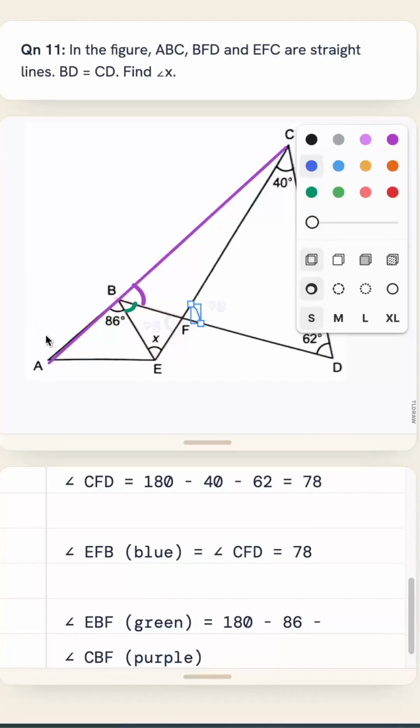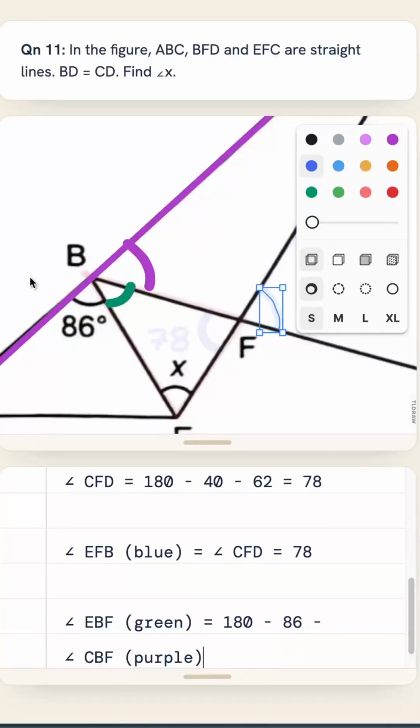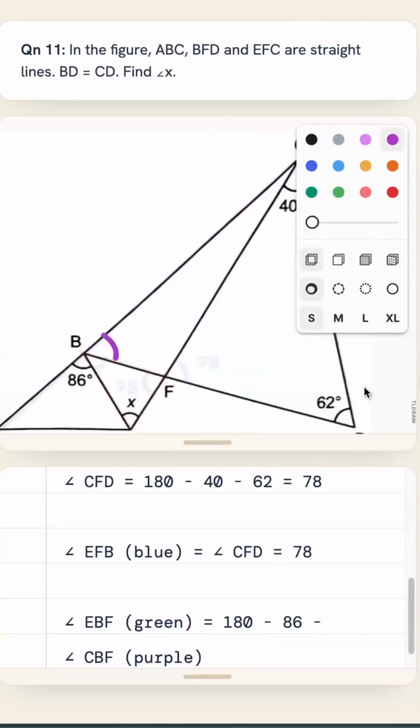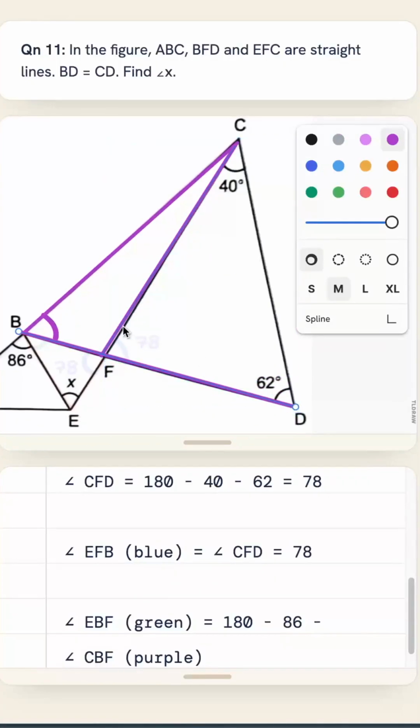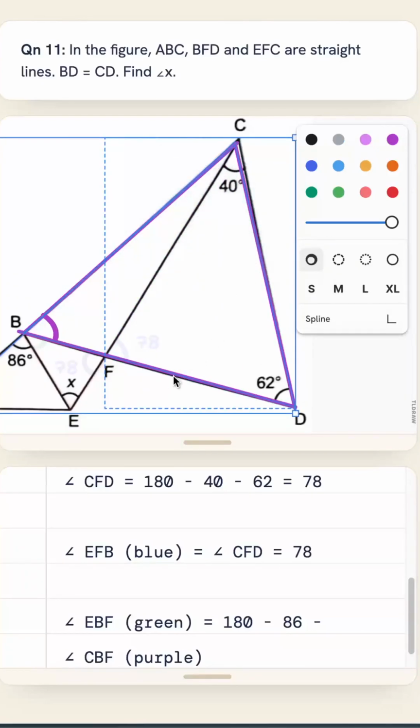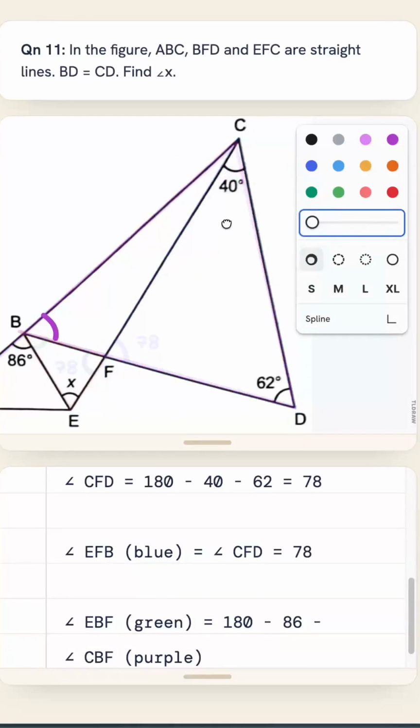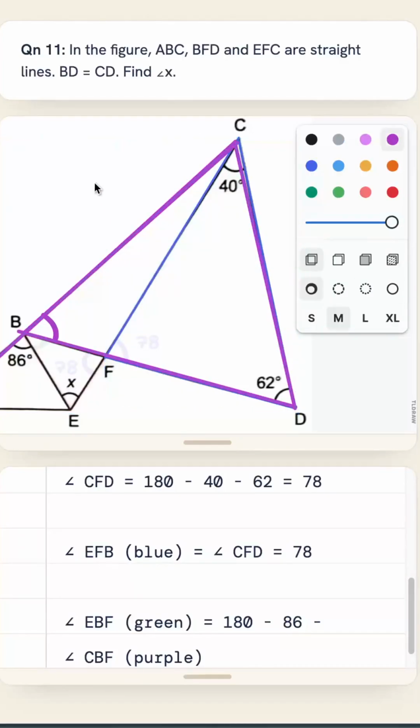So for angle CBF, which is in purple, what shape is it part of? If you were to zoom out and say triangle BFC, then you're almost there. If you were to say BDC, then you're right. It is part of this triangle BDC. Why did we choose this particular triangle? It is because the question says BD is equal to CD. So BD, this part, is equal to CD, this part as well.